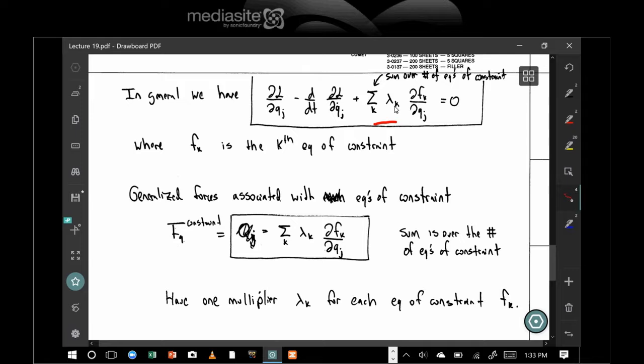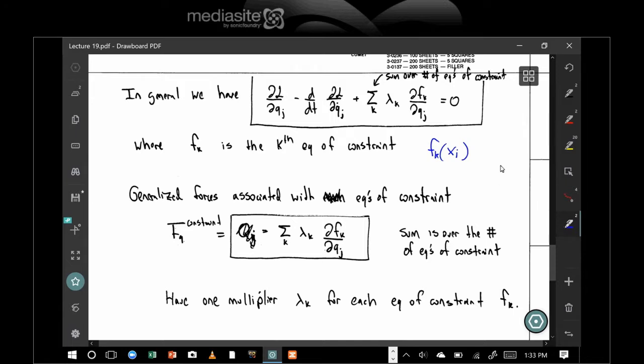So this is the same Euler-Lagrange equation I had before, except I have this new term here. Notice that the sum is over k. Remember, my equations of constraint are indexed by k, so I have m equations of constraint, and k goes from 1 to m. And this function f is going to be a function of all my Cartesian coordinates. In this case, I'm going to write x sub i, where i is 1, 2, 3 for x, y, z.